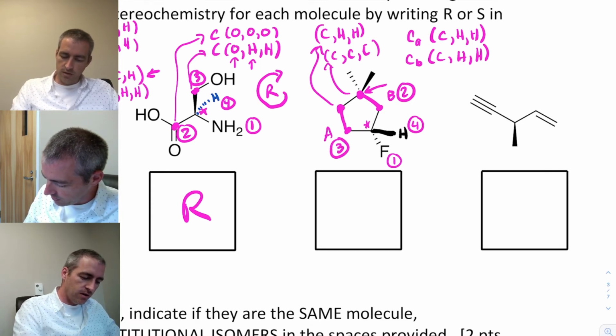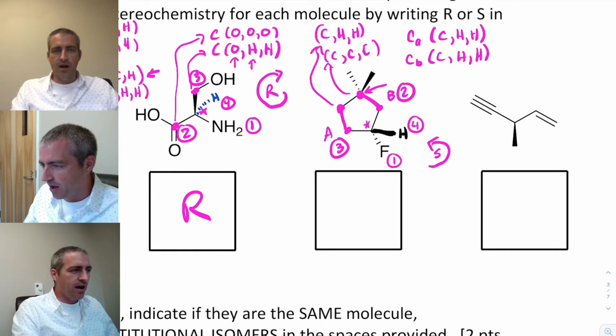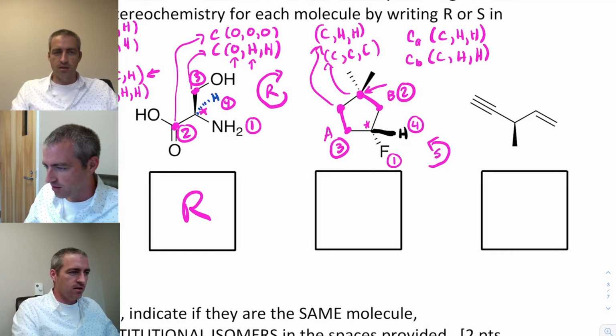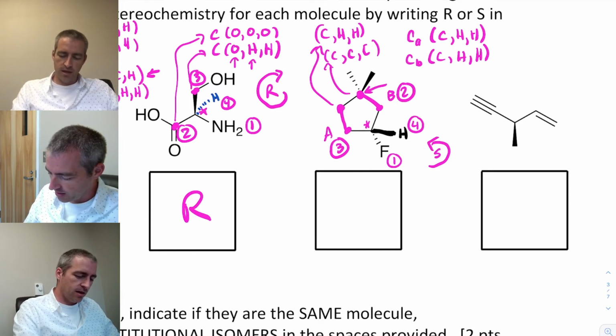1, 2, 3 goes around this way, which would be S. But keep in mind, again, the hydrogen is pointing in the front. It's not pointing in the back. If you flipped it, that would reverse it from S to R.